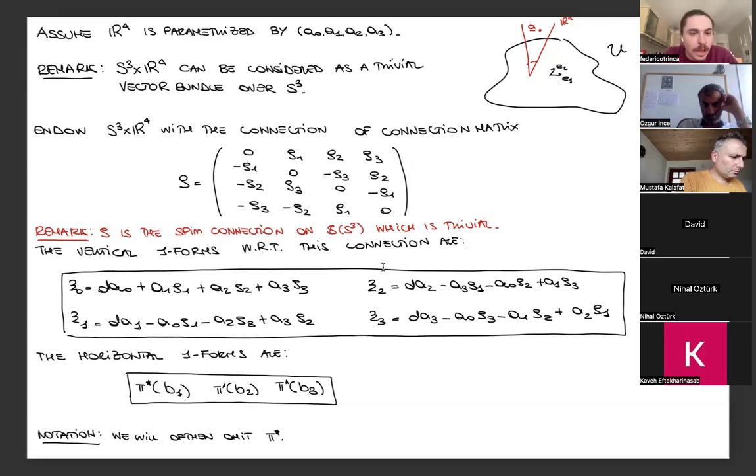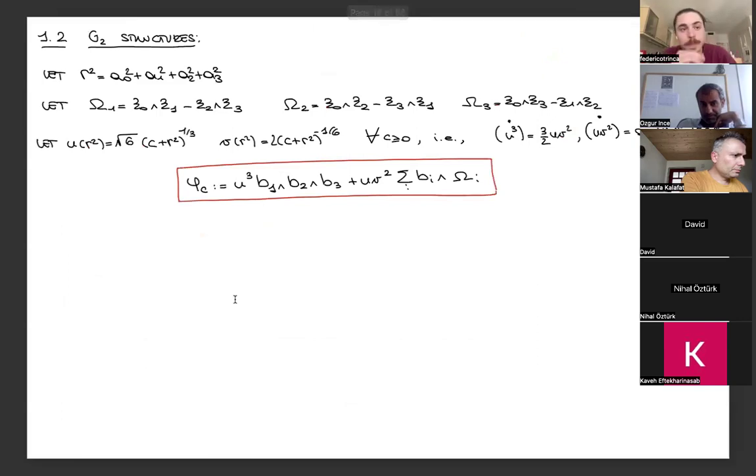Okay, so I've told you let's take S3 and let's take R4, and now we have constructed these one forms C0, C1, C2, C3, and B1, B2, B3 on our S3 times R4. How can we construct from such one forms a G2 structure?